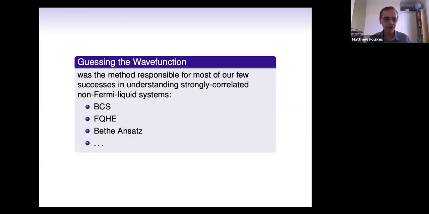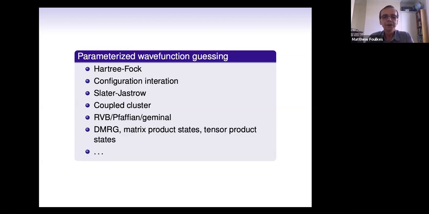BCS is, for example, not a Fermi liquid because the electrons pair up. That was a guessed wave function. Laughlin guessed the wave function for the fractional quantum Hall effect. There's the Bethe ansatz. There's quite a number of these guesses that have worked very well. They're mostly for model systems, and I'm interested in real materials, actually. And so you can also do wave function guessing for real materials.